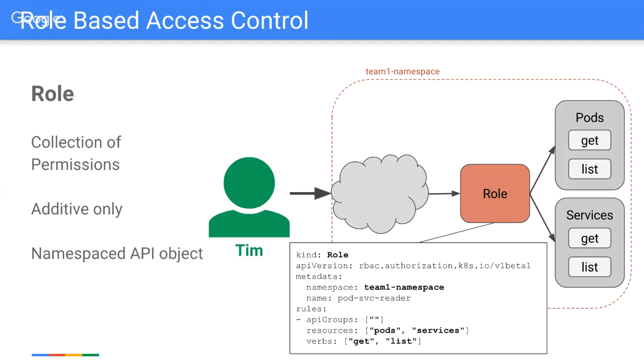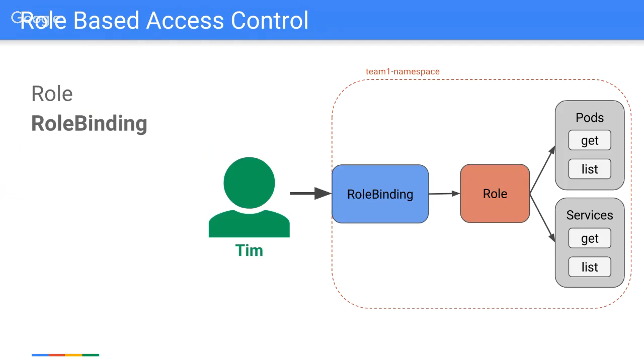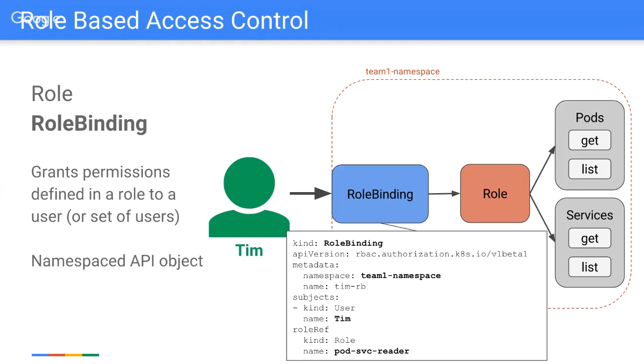And now I need to somehow say that Tim, the user, is going to have the permissions of this role. And for that, we use a role binding. So the role binding is basically binding the role to the user Tim. And again, it's an API object in the Team 1 namespace. We say the subject is the user Tim. This could also be groups or service accounts or various other things. And the role reference is the role that we're going to bind to that user. And so now that we have the role binding of the role, Tim, the user, is allowed to make the get and list requests on pods and services in that namespace.